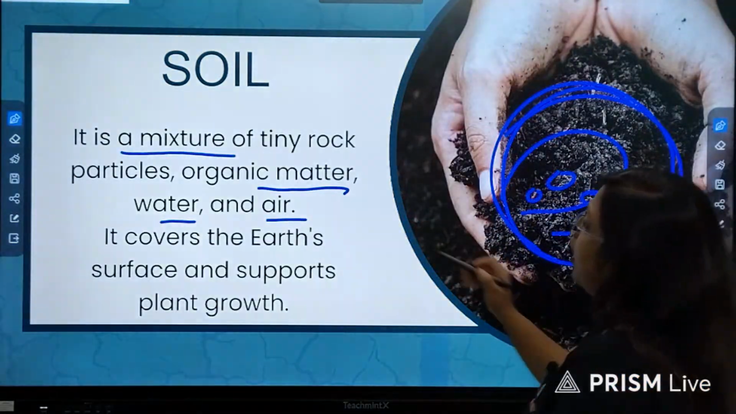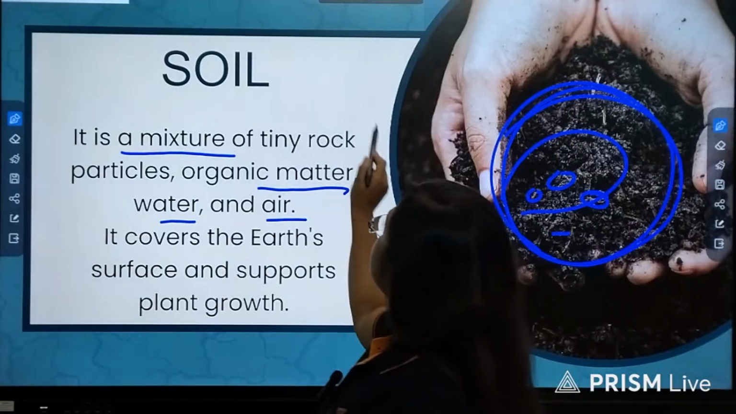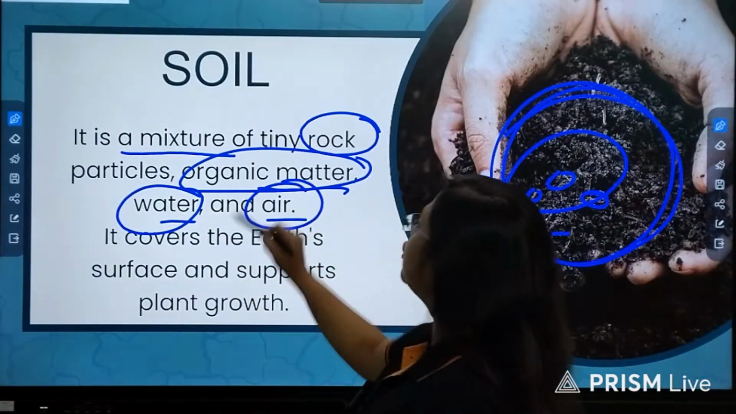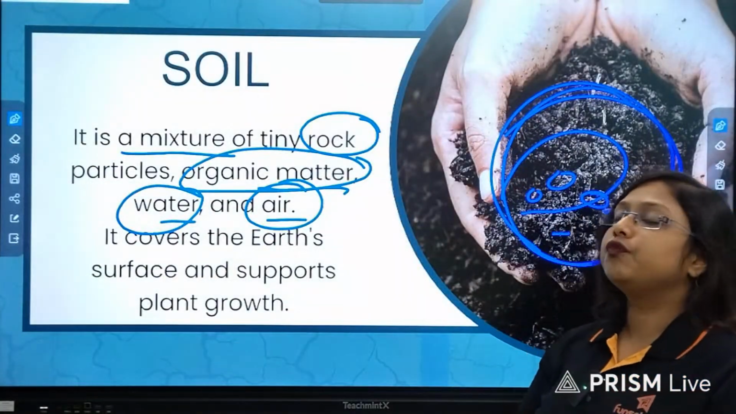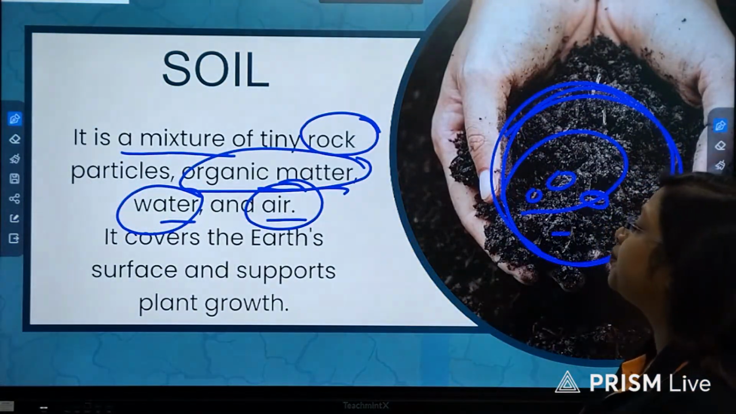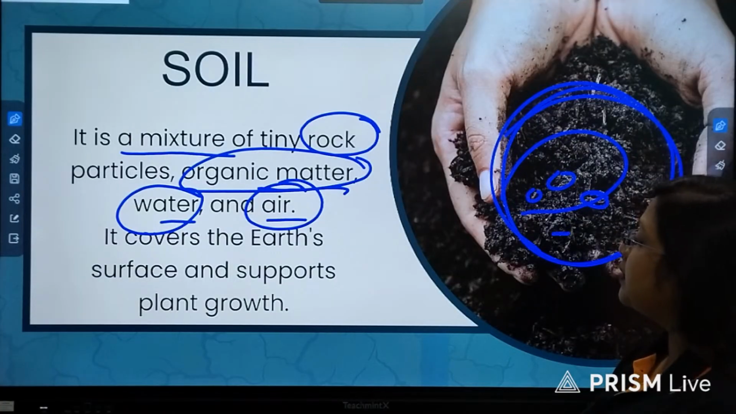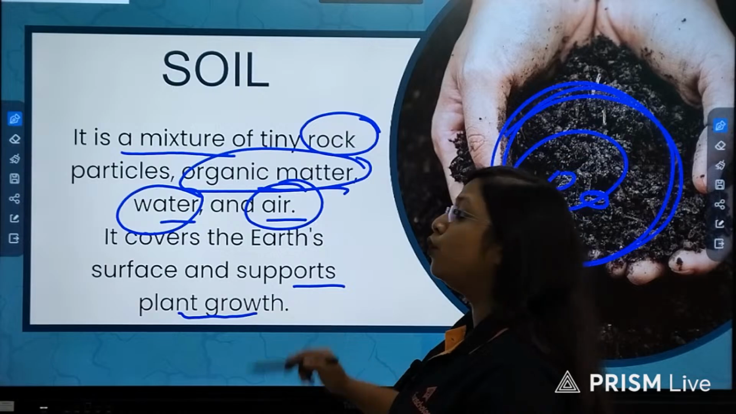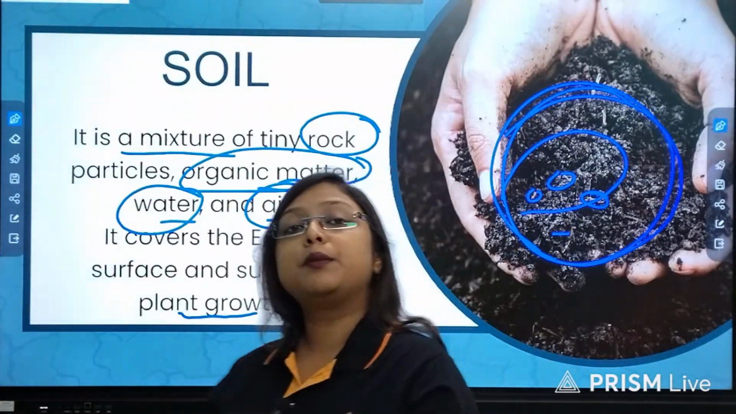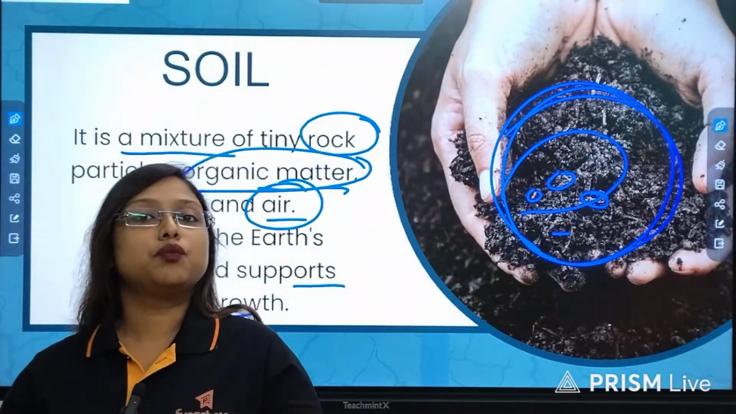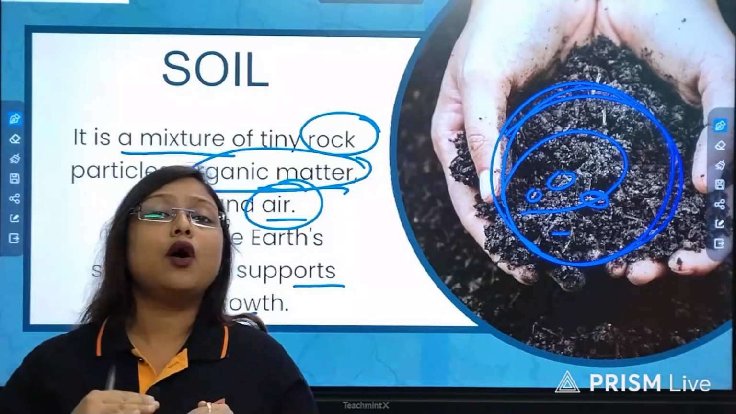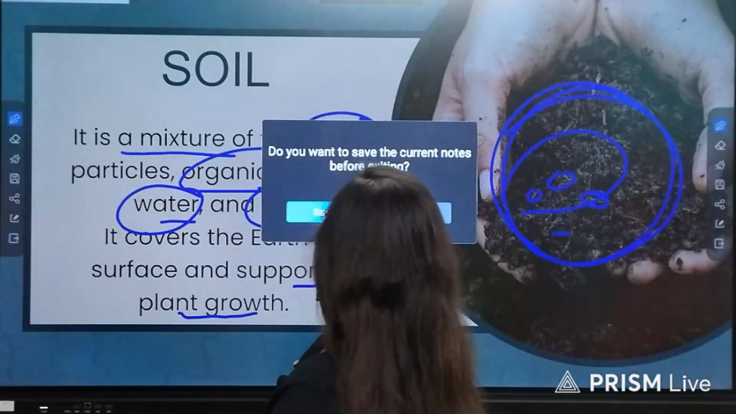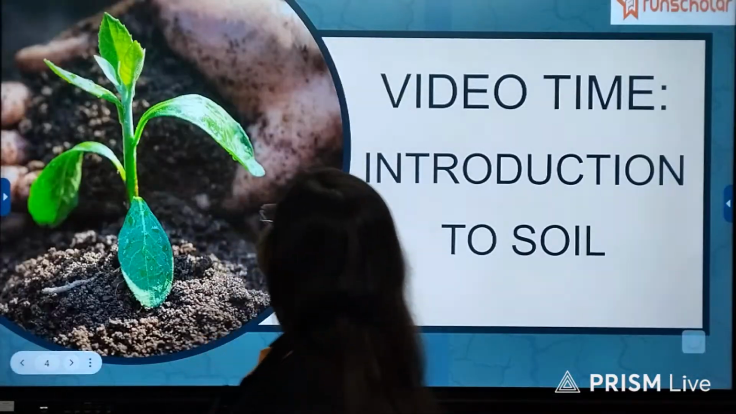So here the rock particles, organic matter, water and air are the actual substances that make up a particular soil. It covers the earth's surface and supports plant growth. We already know that a plant's root is rooted in some kind of substance, which is a layer of the earth's surface. That is what soil is. Let's go to the next slide.